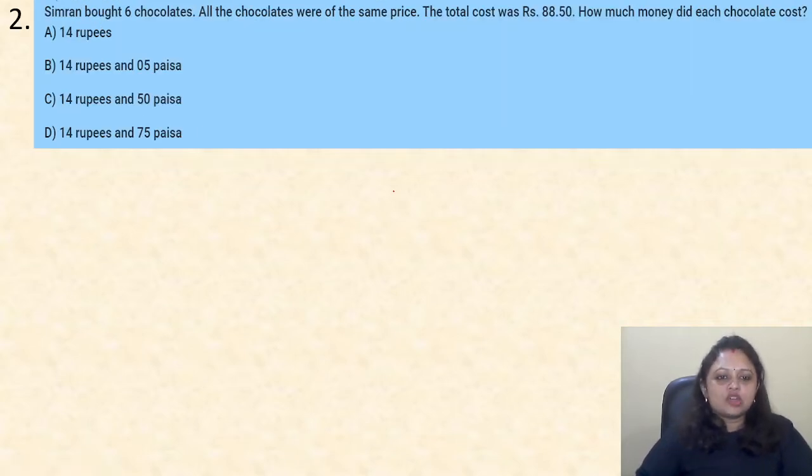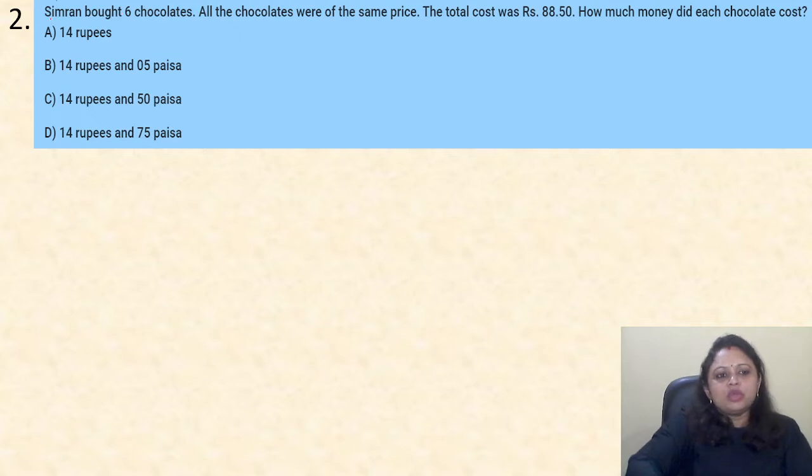Simran bought 6 chocolates. All the chocolates were of the same price. The total cost was rupees 88.50 paisa. How much money did each chocolate cost? Option A, 14 rupees. B, 14 rupees 5 paisa. C, 14 rupees 50 paisa. D, 14 rupees 75 paisa.